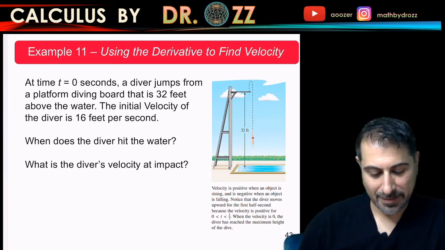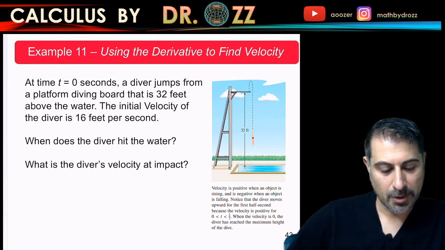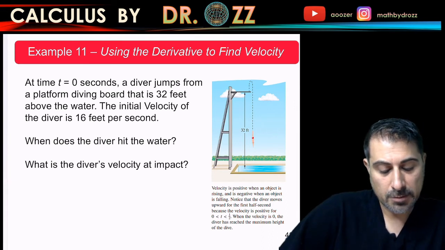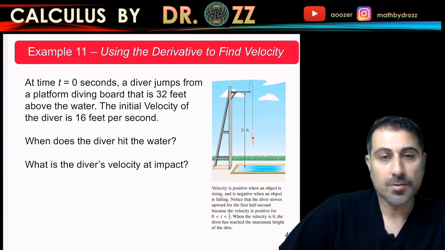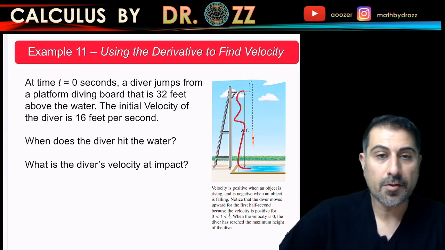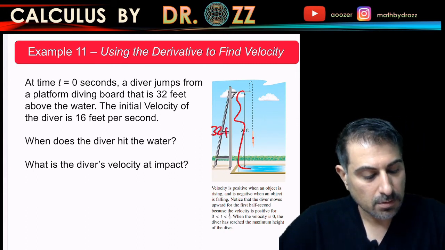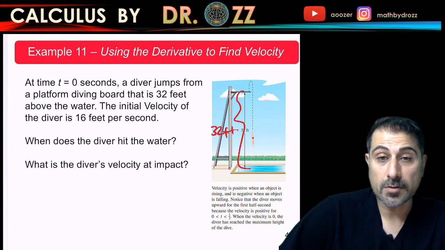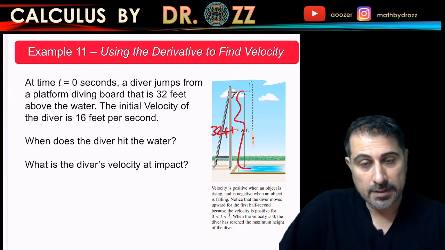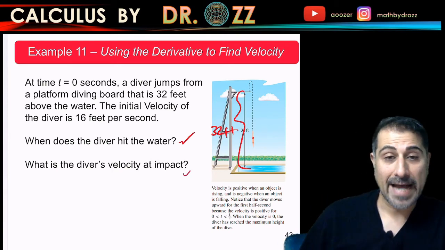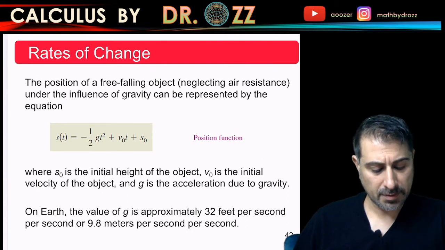And let's apply this definition to this example here, using the derivative to find velocity, essentially. Let's say we have a diver jumping from a platform that's already 32 feet above the water. As you see, this distance here is 32 feet. The diver has an initial velocity of 16 feet per second. So the question is, when does the diver hit the water, and what is the diver's velocity at impact? Now let's use this formula here.